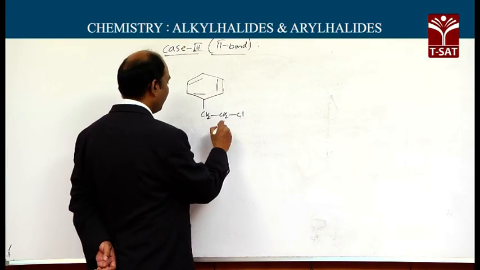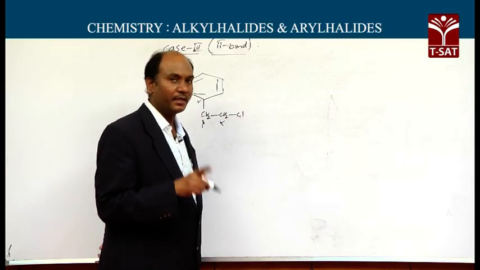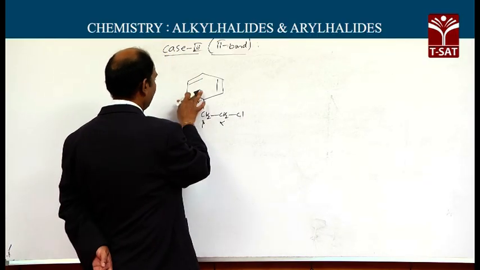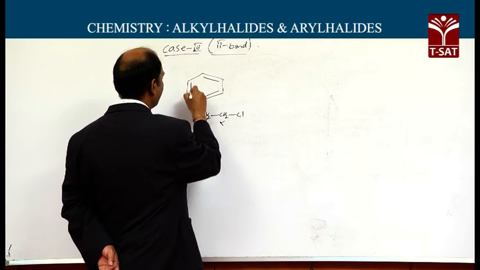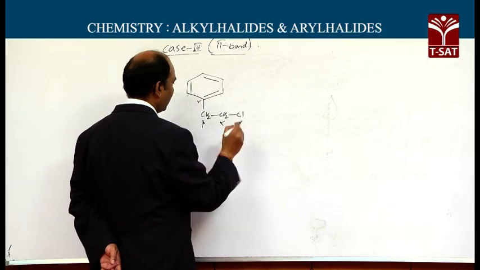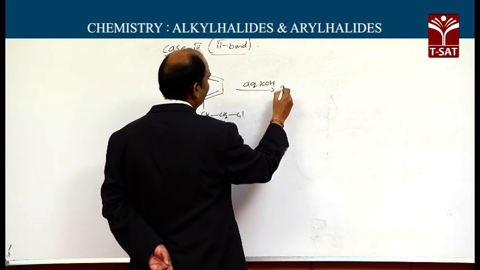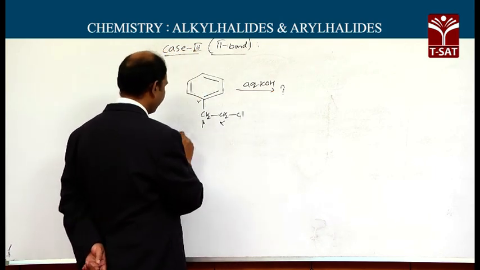So here this is alpha, beta, gamma. A heteroatom present at the beta position, or a pi bond present at the gamma position, is also possible in neighboring group participation. So here it is treated with aqueous KOH. What happens? Let us discuss that mechanism.